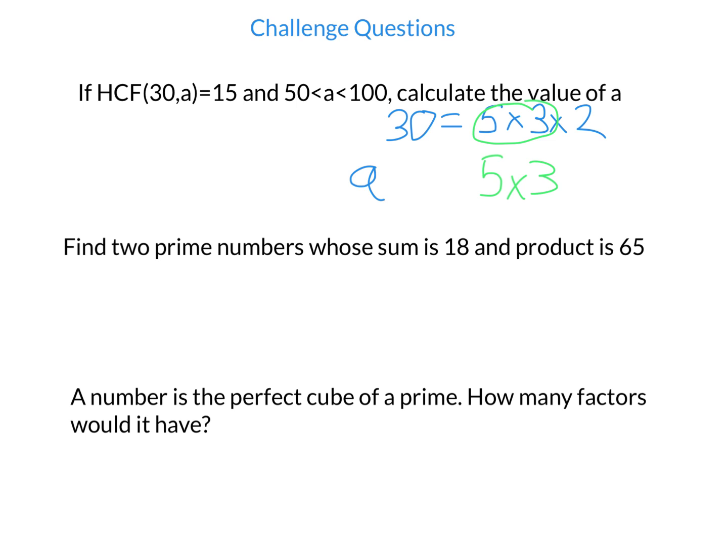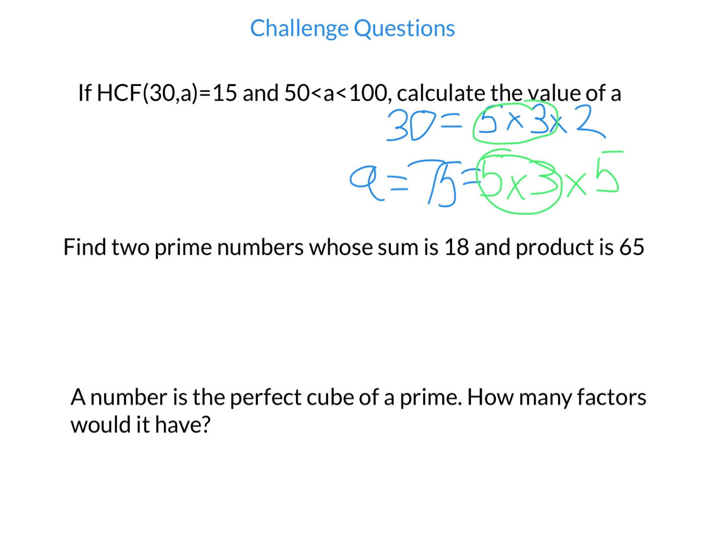After 2 and 3, the next prime number is 5. Well, 5 times 3, 15 times 5 is 75. So the highest common factor of 75 and 30 would be 5 times 3. That's what's common to them. These two have a highest common factor of 15. 75 is between 50 and 100, so it must be the case that A equals 75.